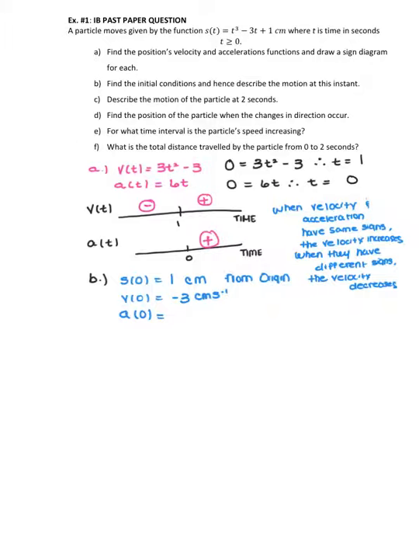Your object starts at 1 centimeter to the right of the origin, right? Why to the right? Because it's positive. -3 centimeters per second means what? Your object, your particle, is doing what? Moving in what direction? Yes, it's moving left 3 centimeters per second. So it starts off 1 centimeter from wherever its reference point is, and then it moves left 3 centimeters per second.